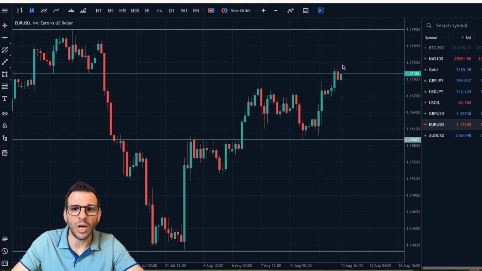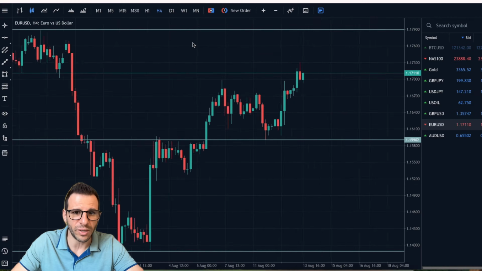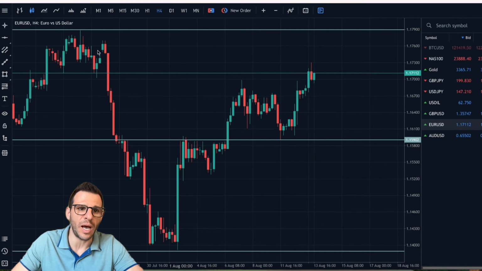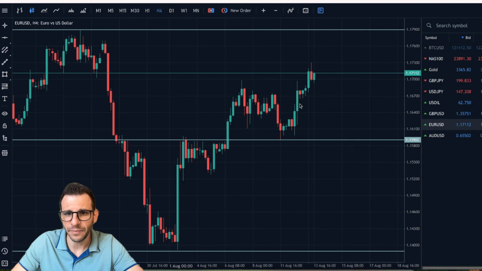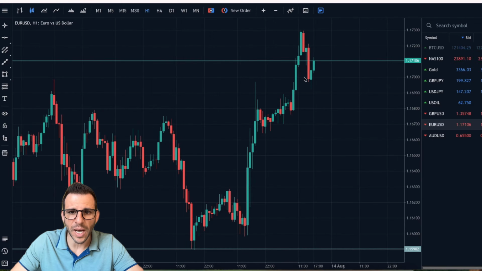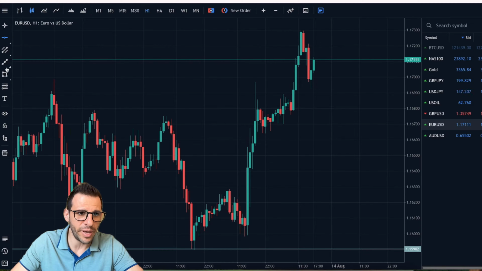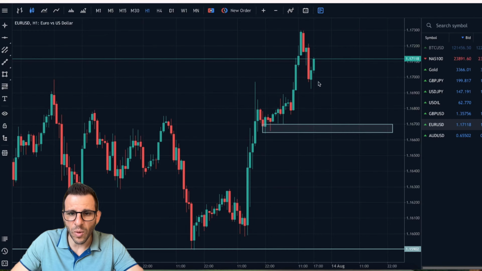If the price now closes, this 4-hour candle closes above the high of the previous 4-hour candle, then we might see further continuation. And the next area where we're going to look for some price reaction is going to be the highs around there. On the other side, let's just go to the hourly chart. If the price drops further, and in my experience, if it breaks below this intraday low, we're going to see the next move all the way down here at the bottom, around 1.16.